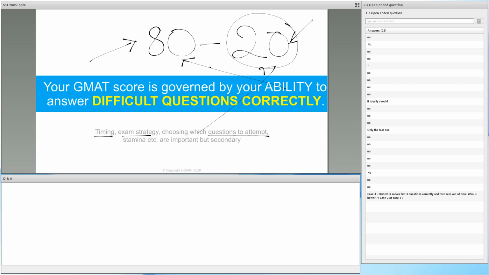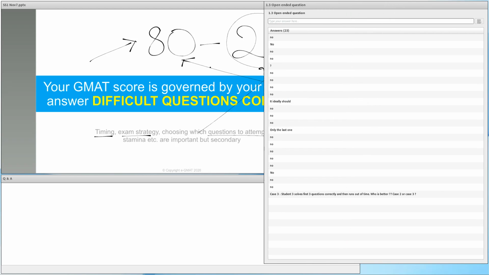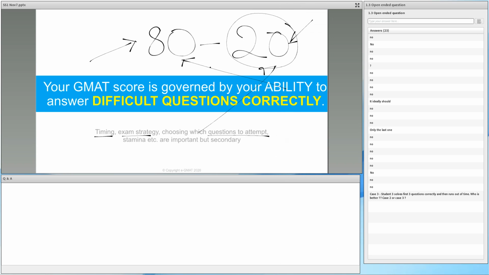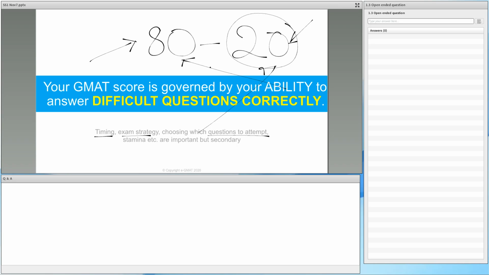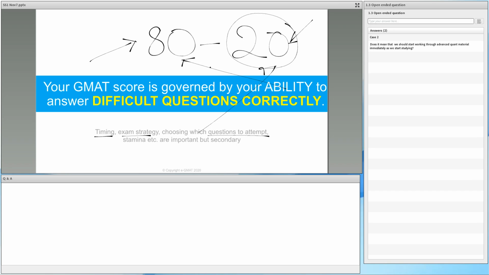Now, there's a question which says case 3. What if someone solves 3 questions correctly and then runs out of time? Who's better, case 2 or case 3? Let's just make sure who asked this question, and I would want that particular person to apply this principle and answer this question. Mr. P, that's the name of the person who asked this question, apply this principle, and how would you answer this question based on this principle? Let me just clear this and put that answer in.